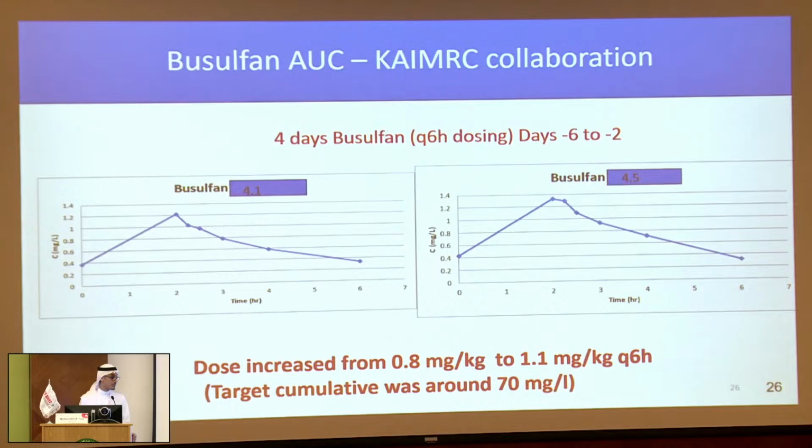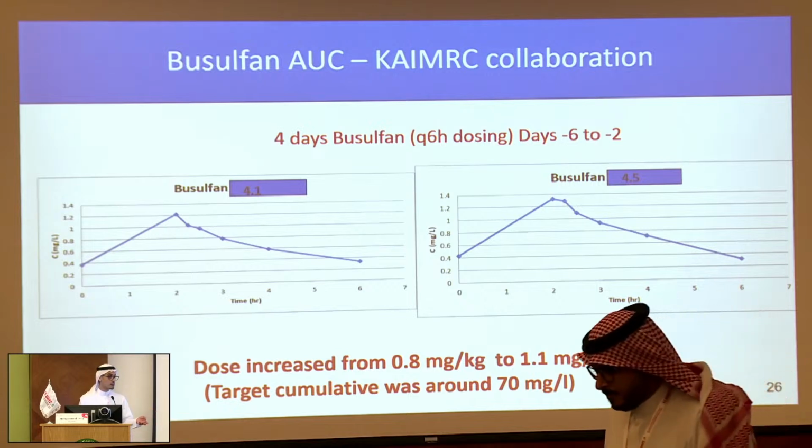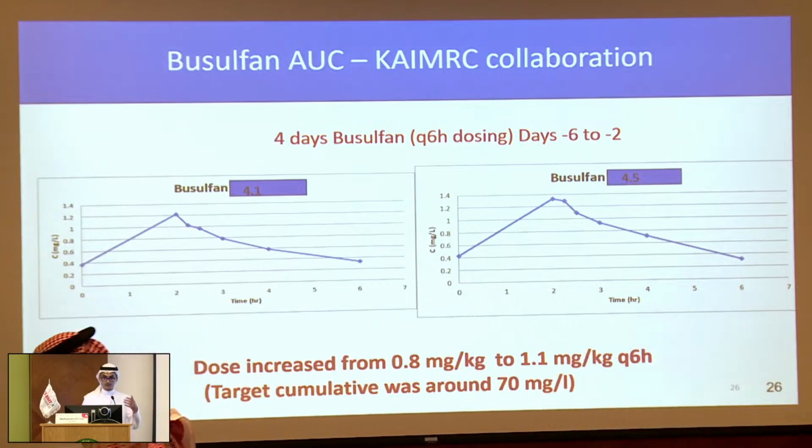We give the 4 days of busulfan with Q6 hour doses. You have the options of doing once a day or Q6 hours dosing. We are more used to Q6 hour dosage. We have increased the dose of busulfan from 0.8 milligram per kg per dose to 1.1 milligram per kg per dose. So it's like a total of 4.4 milligram if you give the once a day dose. And we targeted around 70 milligram per liter.